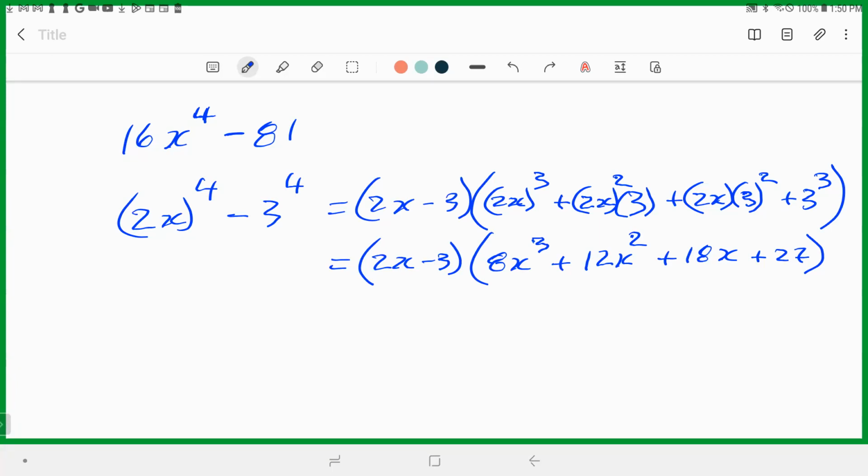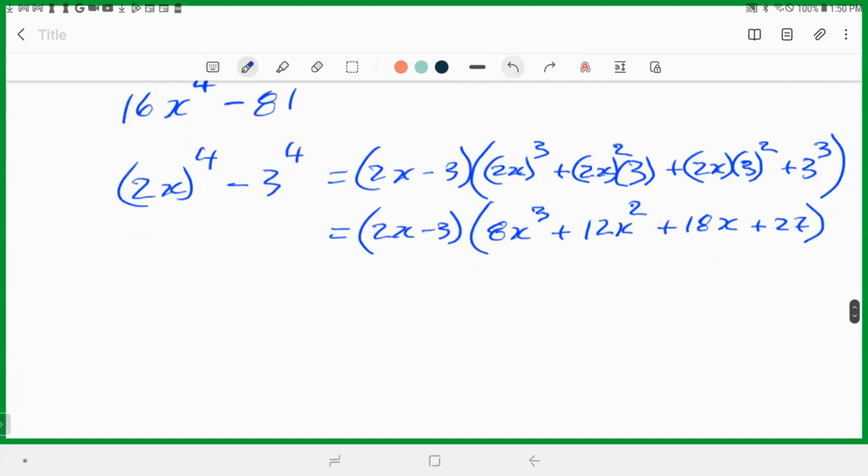Next one I gave is this. They gave 1000 minus 27x to the 6th power. This can be raised to 10 cubed and this can be raised to 3 cubed. To get this to the cube, I'm going to write x squared cubed. So watch this now. I'm going to write this as 10 cubed.